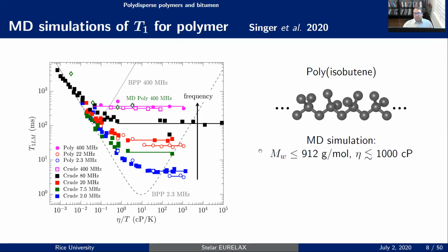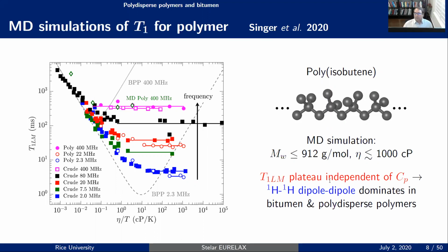The other thing we did was molecular dynamics simulations of T1 for the polymer. The largest one, shown here by these green diamonds, had a molecular weight of 912 grams per mole. It's around 1,000 centipoise. And at 400 megahertz, we see very good agreement with the measurements of the polymer and of the bitumen. And so clearly this T1 plateau is, again, independent of paramagnetics. Therefore, hydrogen-hydrogen dipole-dipole dominates in both the bitumen and the polydisperse polymers. And we're not using any models to show this. We're just looking at the raw data.